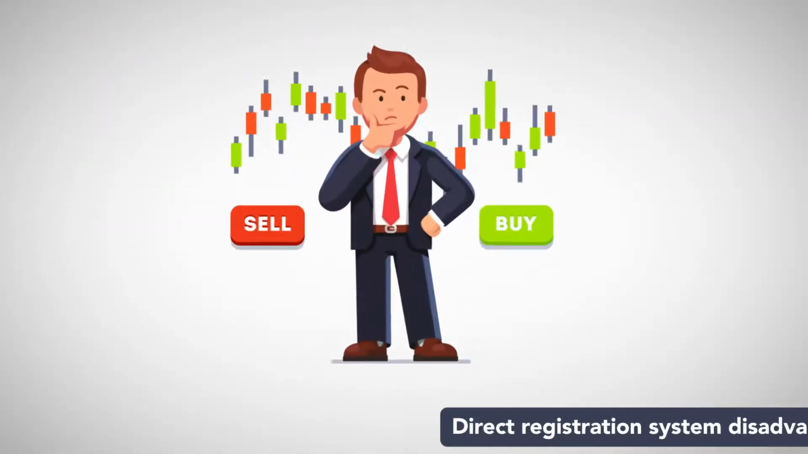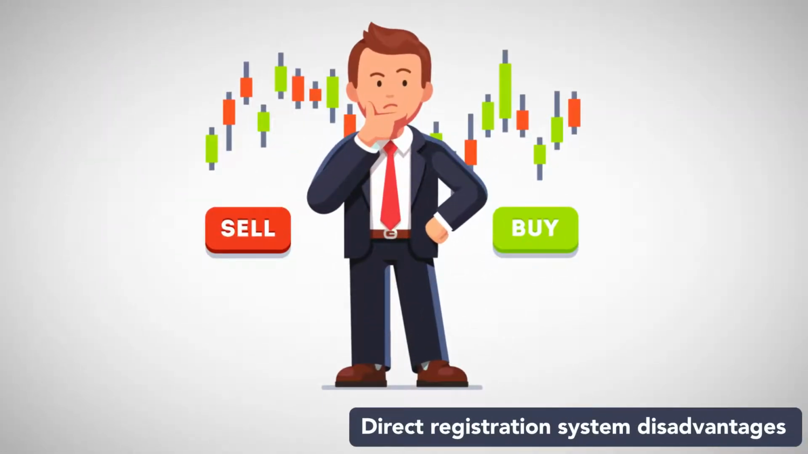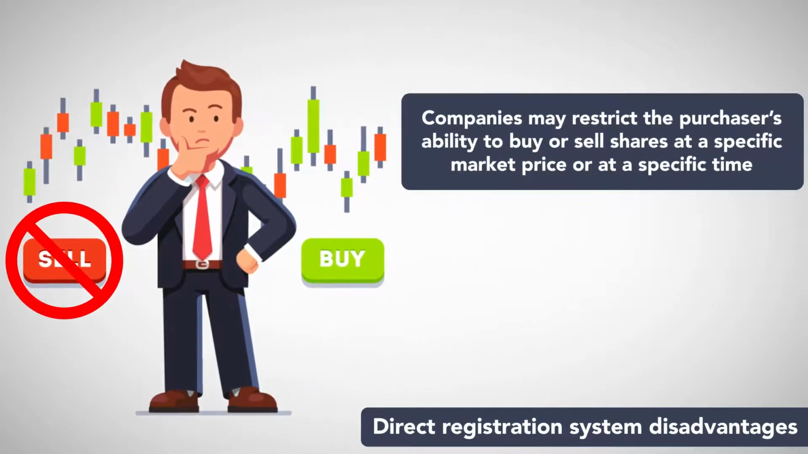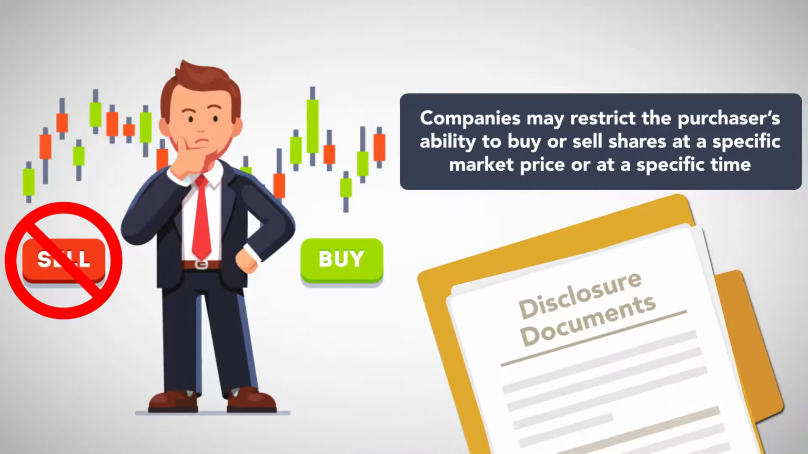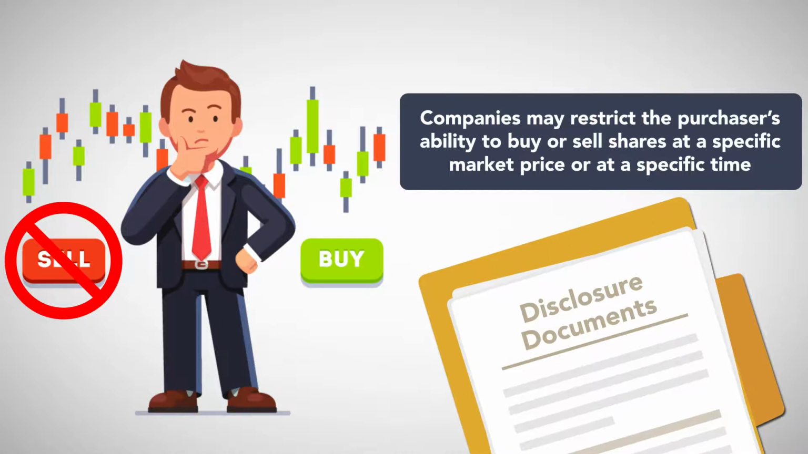Despite these advantages, one shortcoming may arise in the form of restrictions on when an account owner can sell her shares. Companies may, in restrictions outlined in the company's disclosure documents, restrict the purchaser's ability to buy or sell shares at a specific market price or at a specific time.